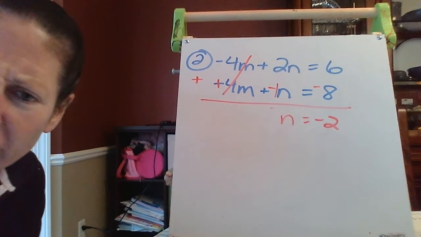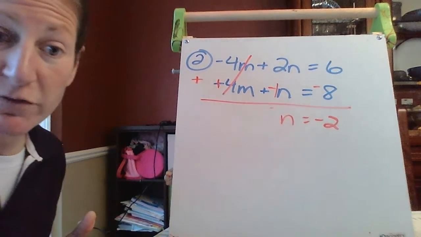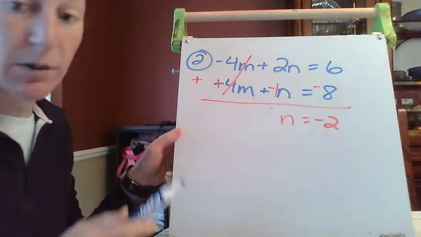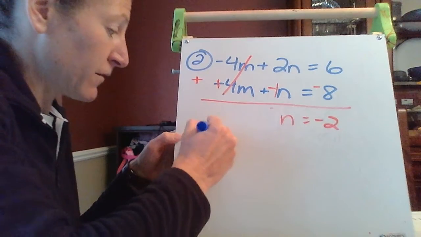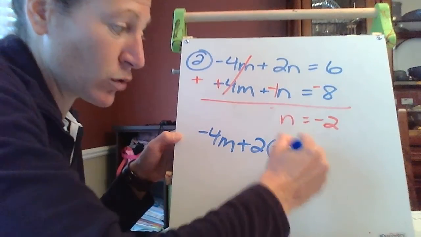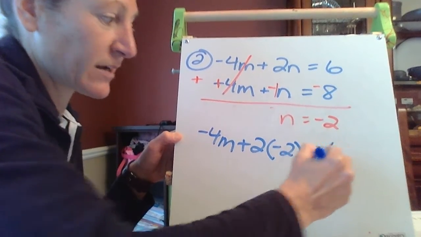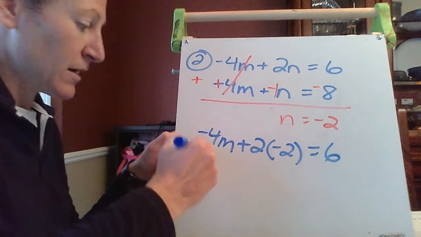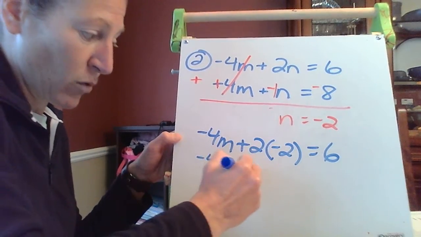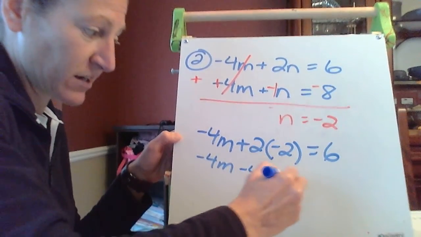Well, what do I do with that then? Plug it back into one of your 2 equations. So this time, let's go with the top equation. In place of n, I'm going to put my negative 2. Negative 4m plus 2 times negative 2 in place of the n equals 6. And we're going to simplify. Negative 4m, this becomes a negative 4 equals 6.